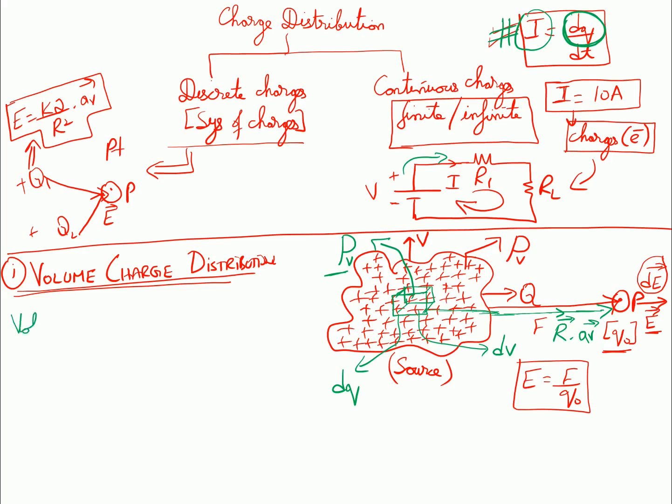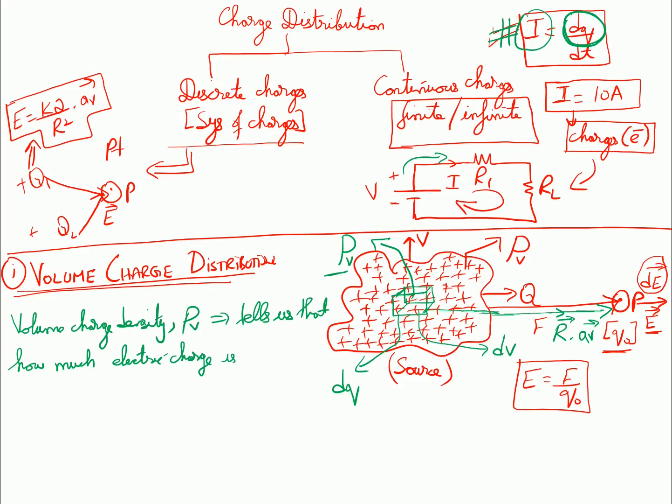So volume charge density, or rho v, basically tells us how much electric charge is present inside a certain space, in this case a volume of space, because we are talking about volume charge distribution, and its unit is coulomb per meter cube.